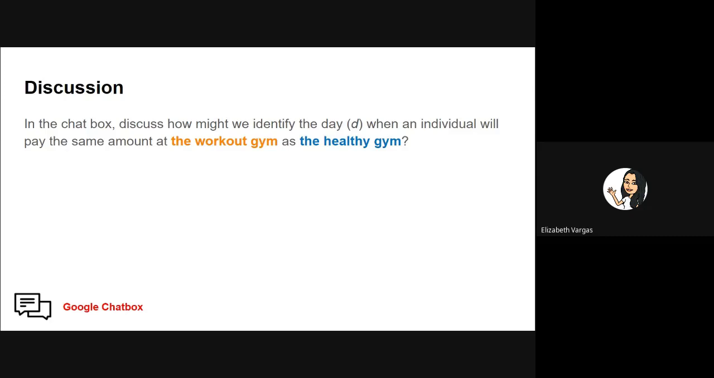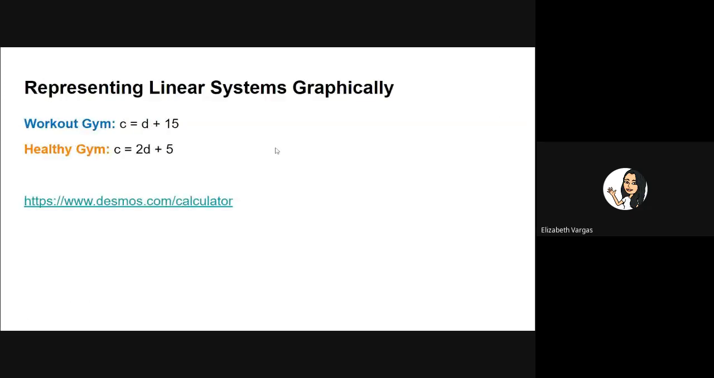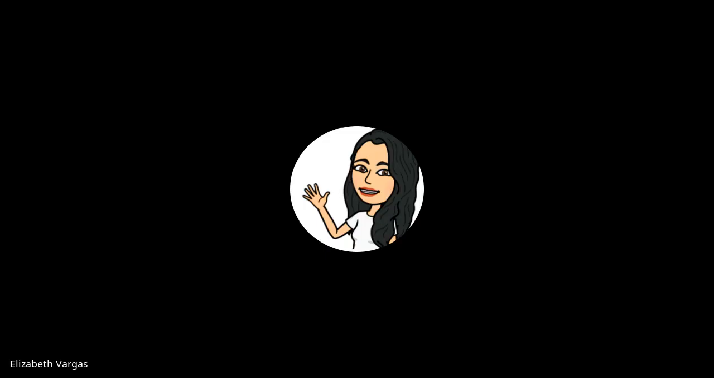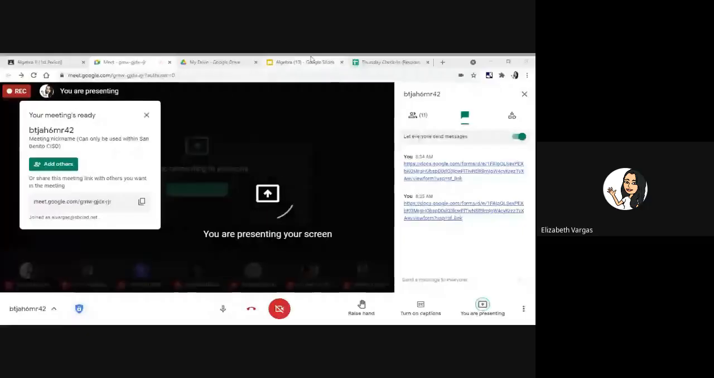So good job. Okay. Well, what we're going to learn today is there's actually an easier way to do this. By representing these linear systems graphically, we're going to be able to solve for a point of intersection, which represents our D, where both of these equations will prove true and be equal to each other. So let me show you how we would solve this in Desmos, and then I'll post Desmos in the chat as we move forward.